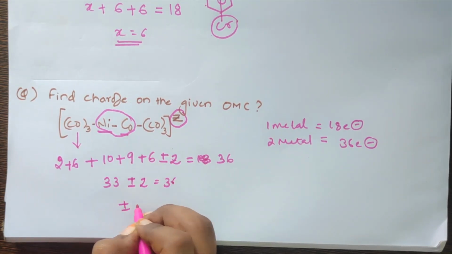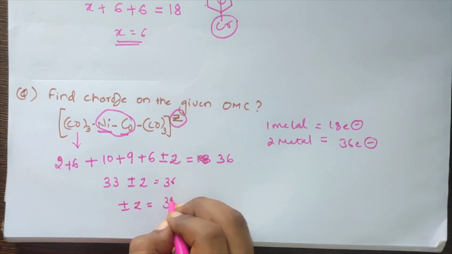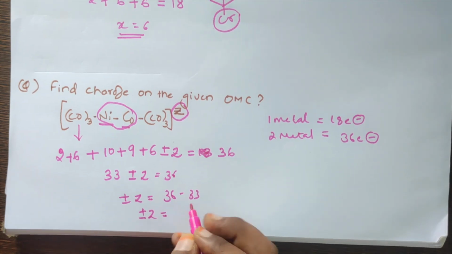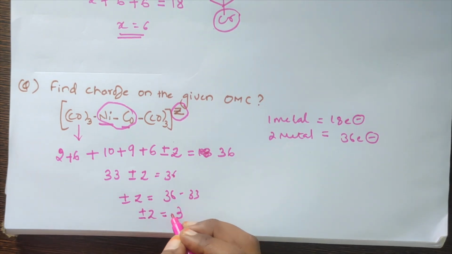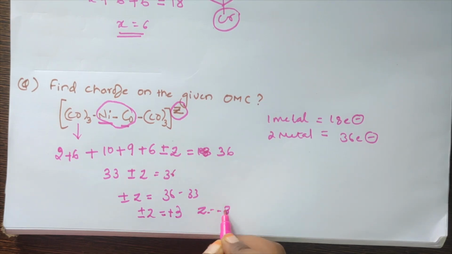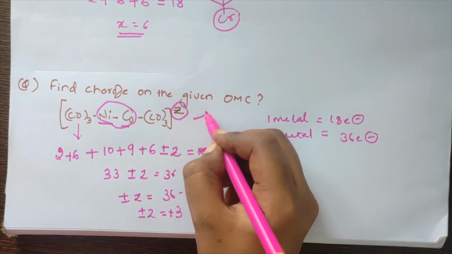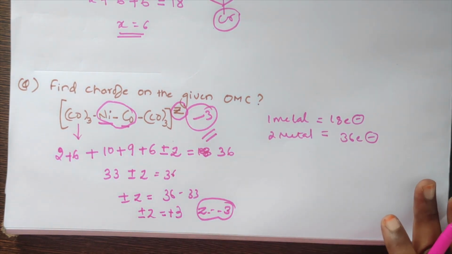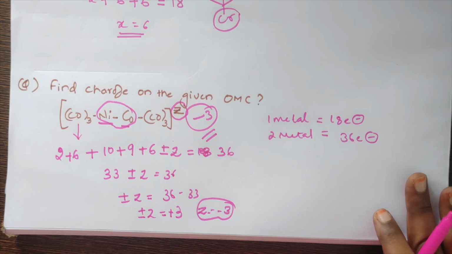So plus or minus Z is equal to 36 minus 33. Plus or minus Z will be equal to 3. So we have to take the opposite sign of what we got in the case of charge. As we got plus 3, we should take Z as minus 3. So the charge on the complex is minus 3. This is the way to determine an unknown quantity in a given organometallic complex.